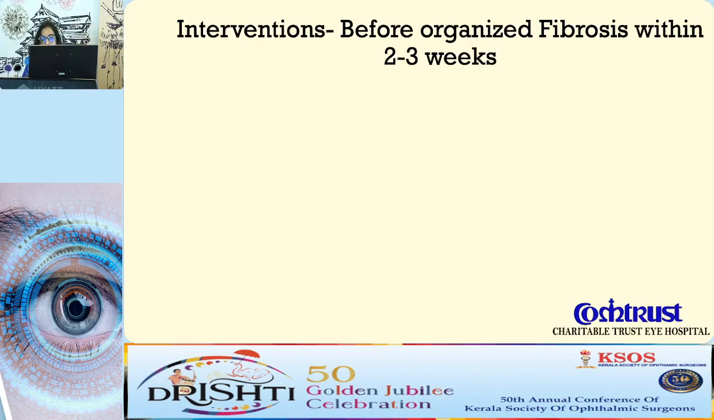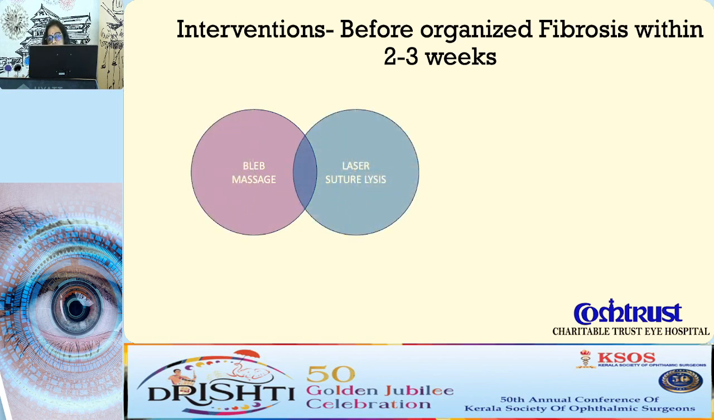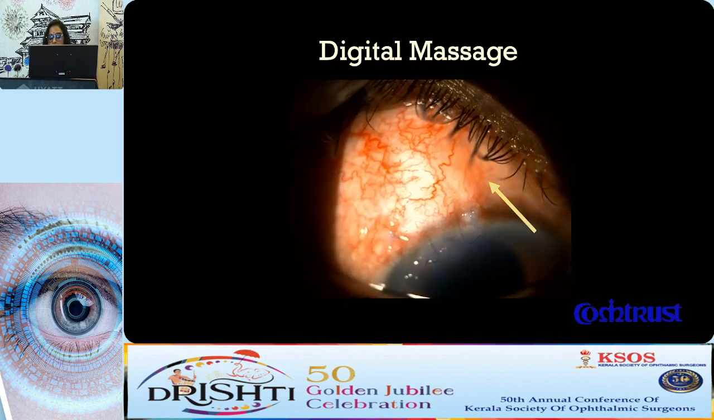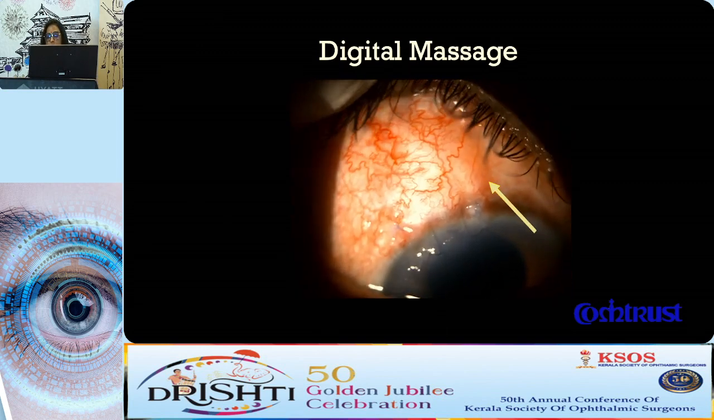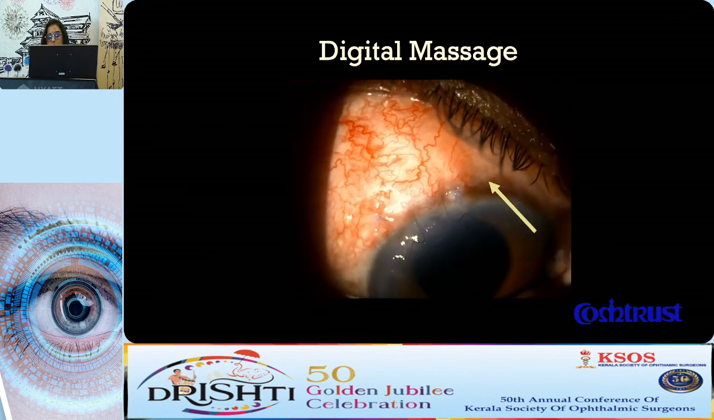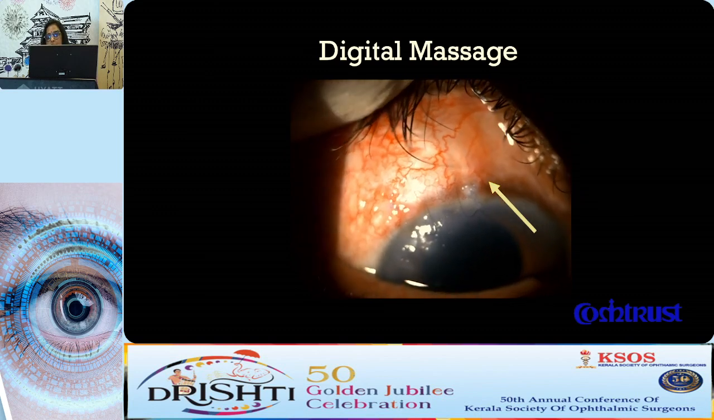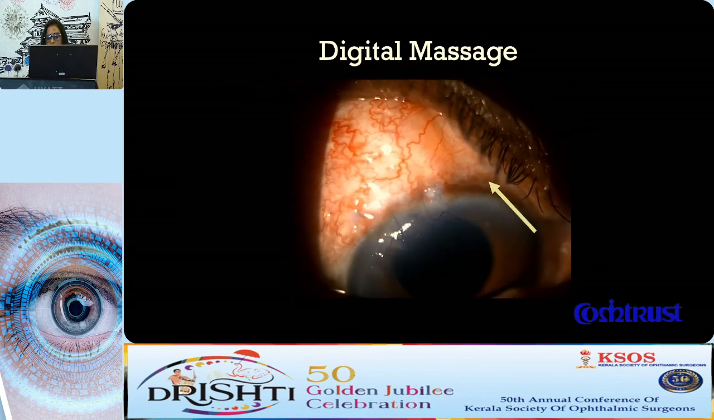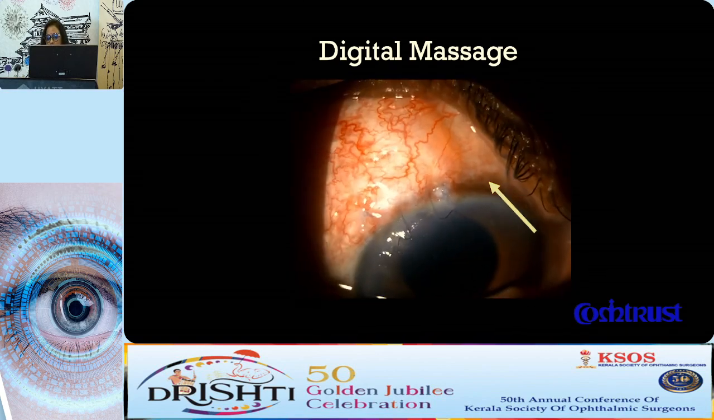The interventions are done before organized fibrosis sets in, within 2 to 3 weeks. Initially we go for a bleb massage, and then we can do laser suture lysis or release the releasable sutures, and also we have the 5FU injections. When you do a digital massage, you have to assess how much pressure is needed to bring about drainage. That gives you an assessment of how much fibrosis is happening there, and in which area the bleb is forming, because it gives you an idea of which suture to release first.